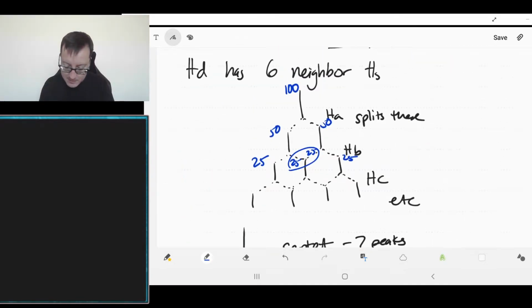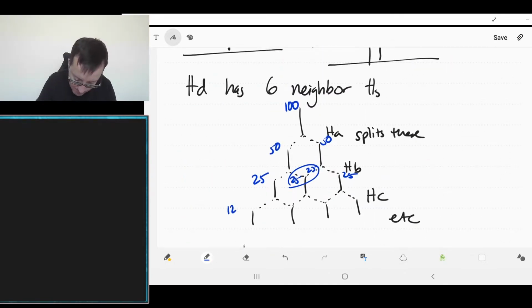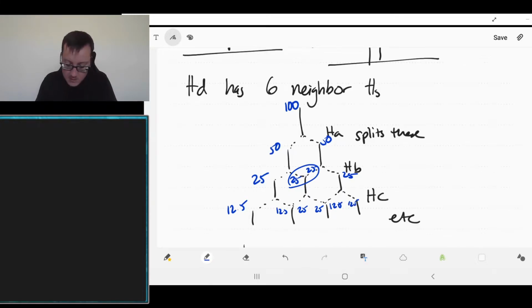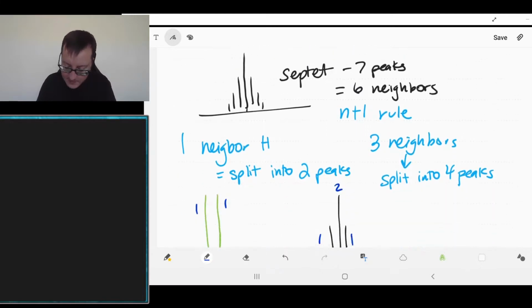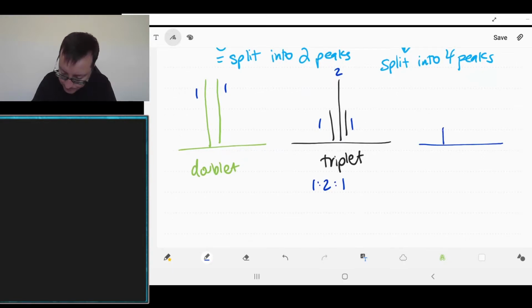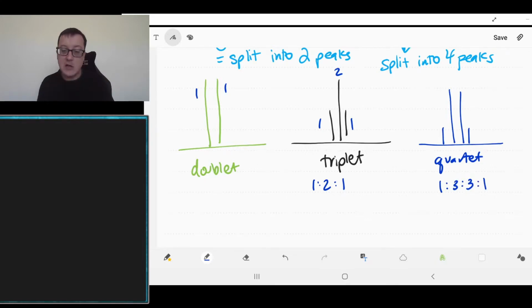And if we split this some more, actually, no, these are 25s here. Suffice it to say, I'm just going to show you. A quartet has a 1 to 3 to 3 to 1 ratio of the intensity of those. And this is Pascal's triangle that we see here.